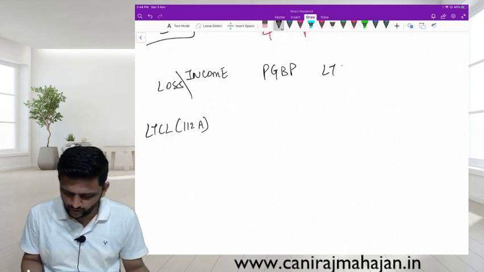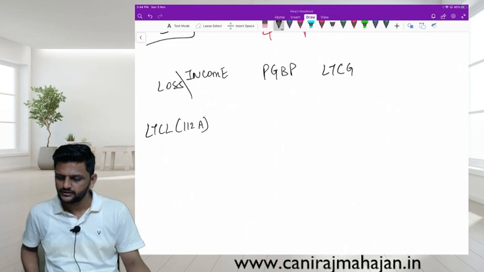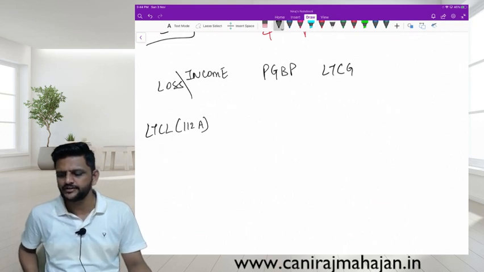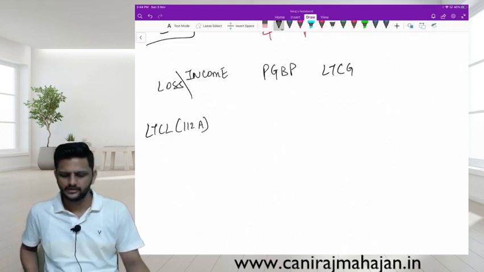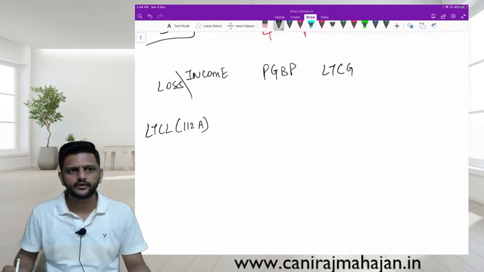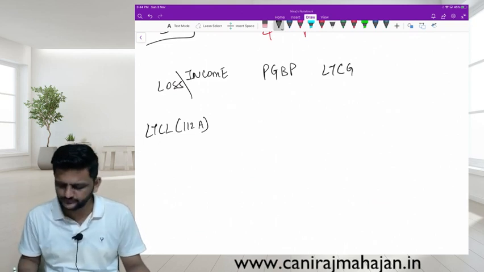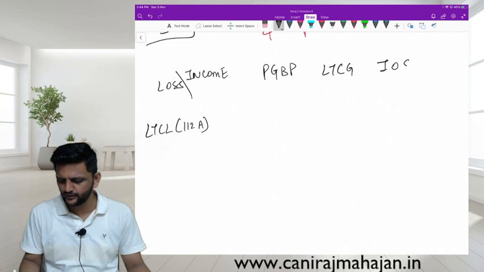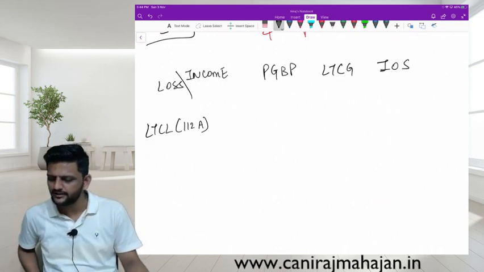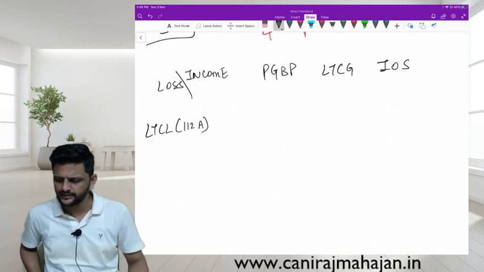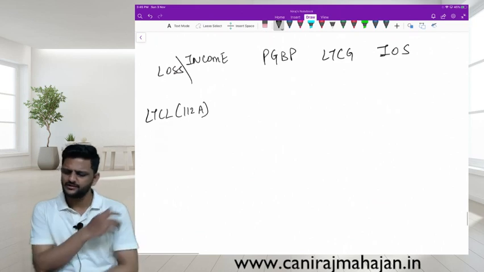LTCG on sale of land. 51,000 received in cash from friends in party. Exempt or taxable? Taxable as what? 50,000. IOS. 55,000 that is exempt, and then you have brought forward business loss.